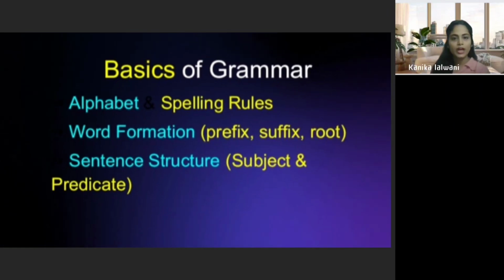We begin with the alphabet and spelling rules because every word in English is built from letters. After that, we study word formation, how prefixes, suffixes, and root words help us create new words. For example, adding un- to happy makes unhappy.